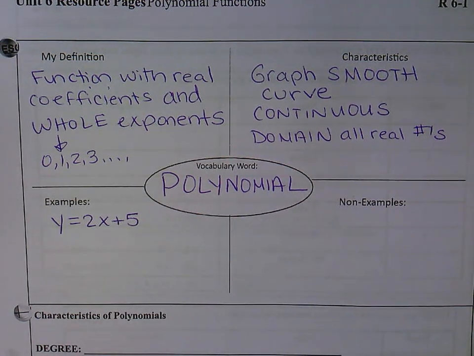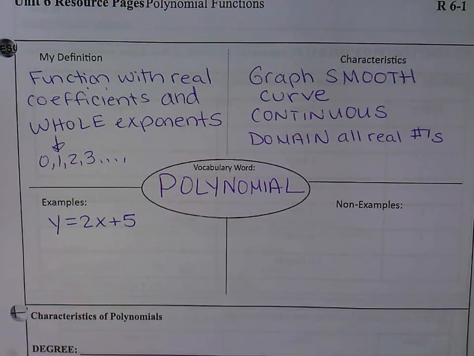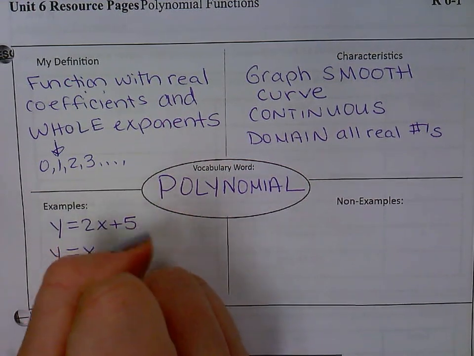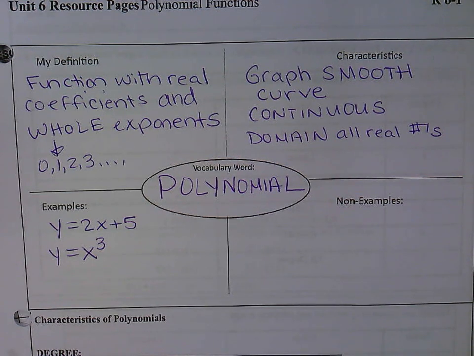Okay. So another example. What does the prefix poly mean to you? Anyone know what poly means? Usually people think of polynomial as more than one. Polygon has more than one side, right? Poly. It doesn't necessarily mean it has to have more than one term. So I want to write down an example, something that only has one term. That's considered a polynomial function, even though it just has x cubed.